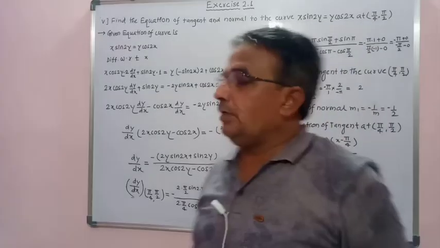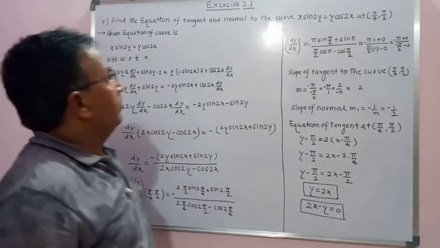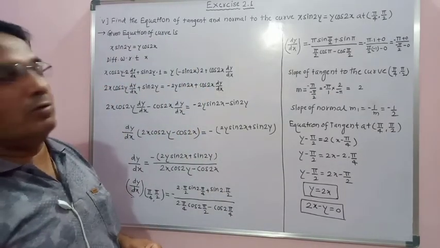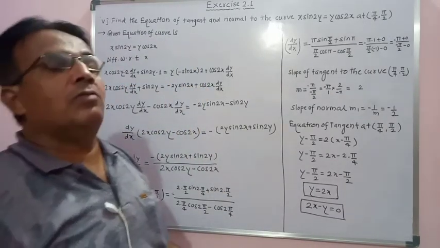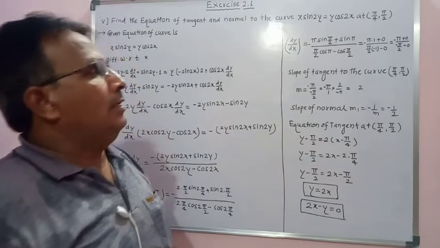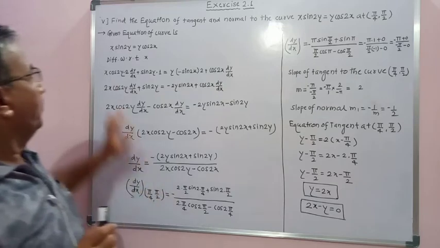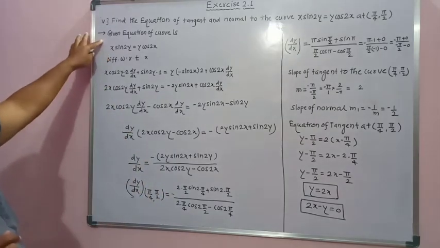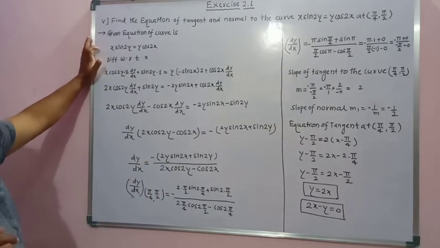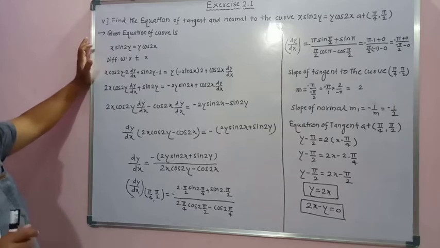And next question is: find the equation of tangent and normal to the curve x into sin 2y equals y into cos 2x at the point pi by 4 and pi by 2. Given equation of curve is x into sin 2y equals y into cos 2x.